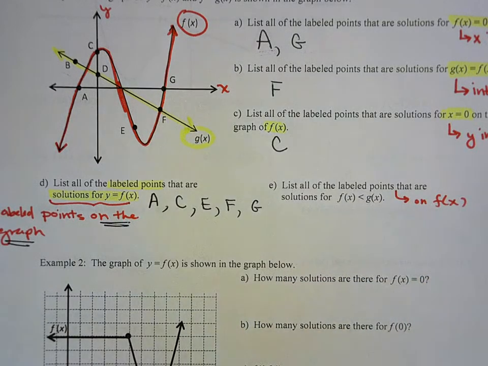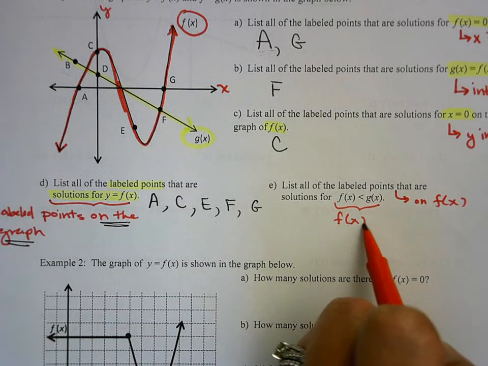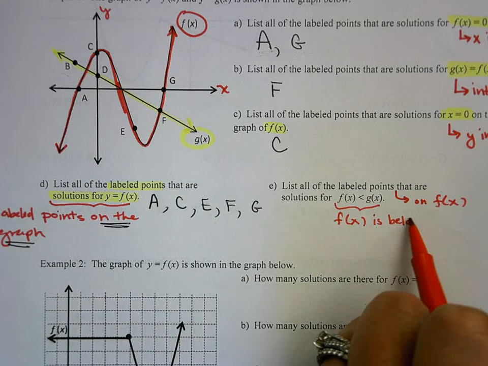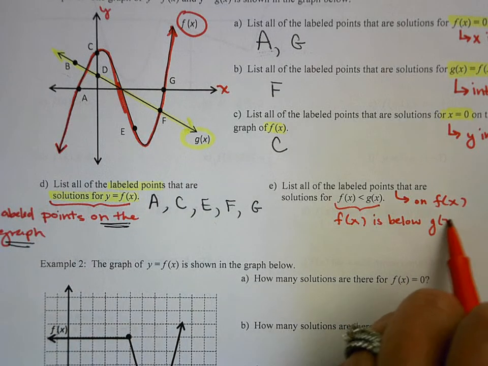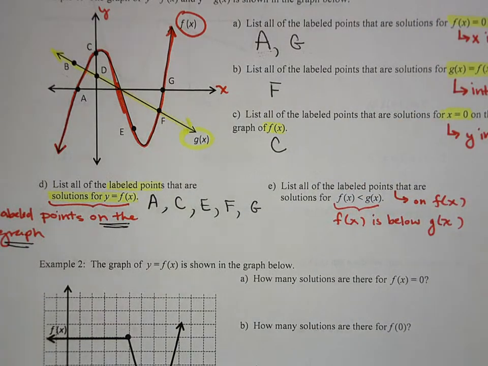Where f of x is less than g of x. So that just means where f is below, right? Less than meaning below. Okay, so list all of the labeled points on f of x that are solutions for where f of x is below g of x.